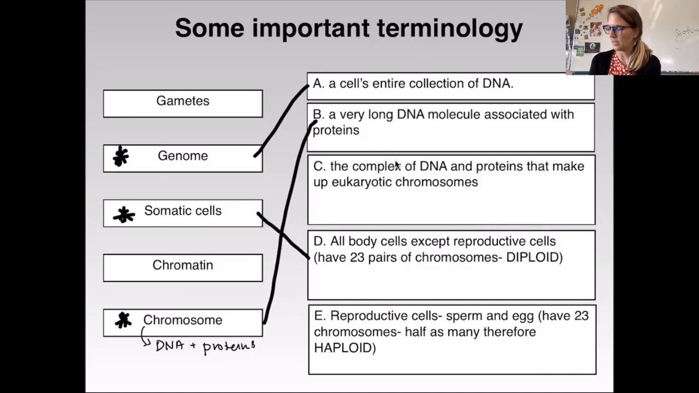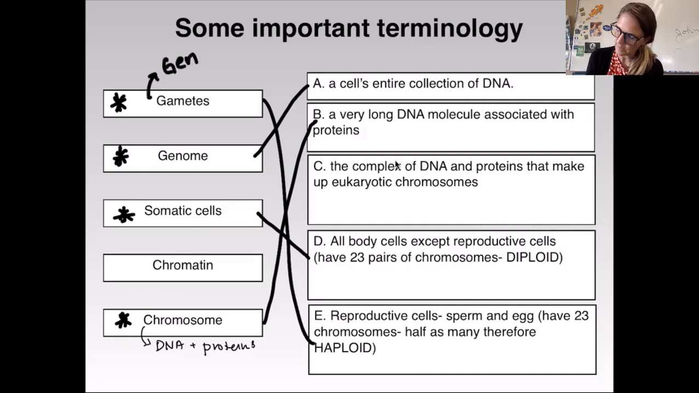Meaning that the gametes are the reproductive cells. So the gametes are the germ cells, otherwise called the sex cells, right? The gametes all have half the amount of DNA, whereas somatic cells have all of the DNA, right?